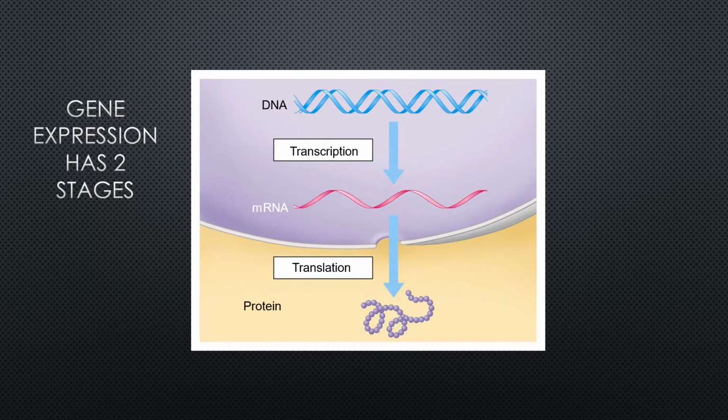Okay, now you have a lot of the terminology. So let's go back to what we said: gene expression has two stages, transcription and translation. Transcription is making messenger RNA from the DNA, and translation is making proteins from that mRNA.